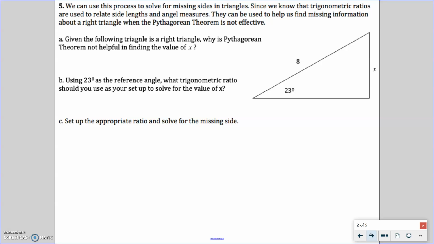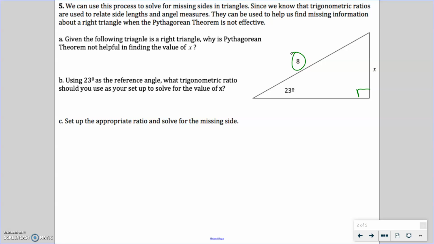We can use this process to solve for missing sides in triangles, since we know that trig ratios are used to relate side lengths and angle measures. They can be used to help us find missing information about a right triangle when the Pythagorean theorem is not effective. Given the following triangle is a right triangle, well, if it is, then that's got to be the 90 degree right there. Why is Pythagorean's theorem not helpful in finding the value of x? Well, I only have one side. I know 8. Pythagorean's theorem, you have to have at least two of the sides to be able to find the third one, so it's not going to work.